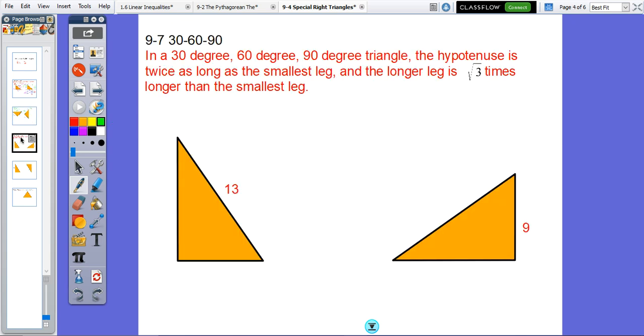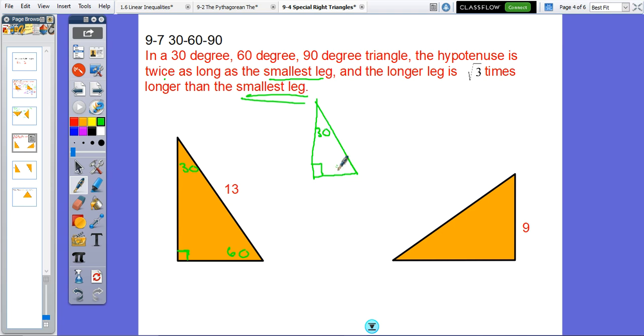Let's look at our 30, 60, 90-degree triangle. Again, it's called a 30, 60, 90-degree triangle. Why? Because those are the angles of our triangle. So we got a 30, a 60, and a 90-degree triangle. So the formula here, let's look at that. I'm going to draw a very generic right triangle. Now as we look at this, the hypotenuse is twice as long as the smallest leg. The long leg is radical 3 times as long as the smallest leg. So everything is based off the smallest leg here.